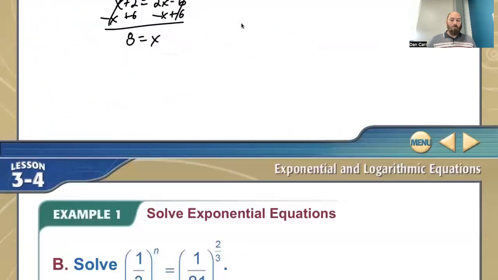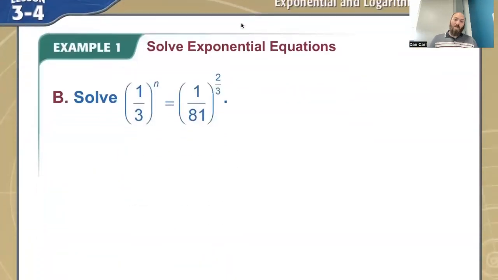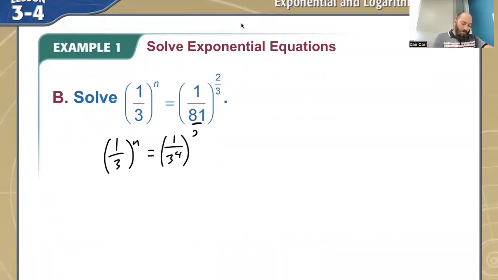Okay. So here we have another one. We'll solve this exponential equation here. Same thing. I want to turn this into the same base number. Thankfully, I can do 81 in terms of base 3. So that's the same as taking 1 over 3 to the 4th power.